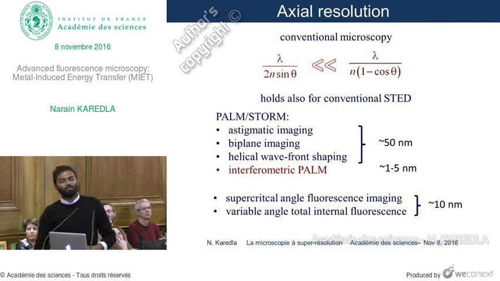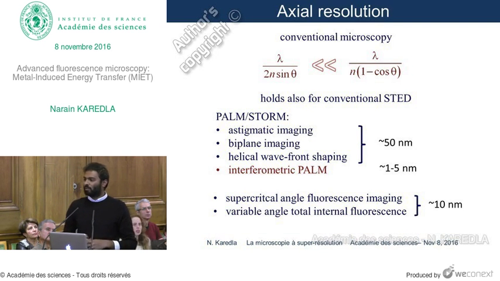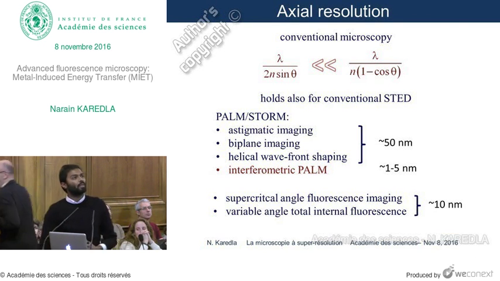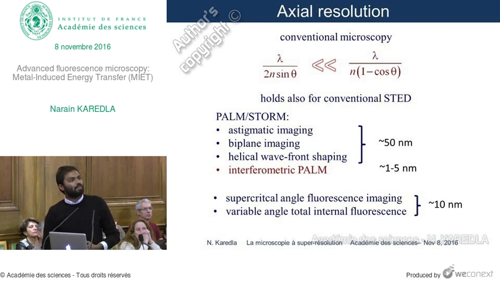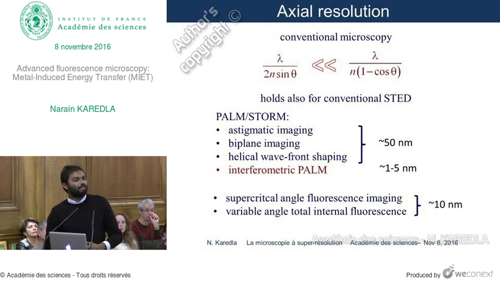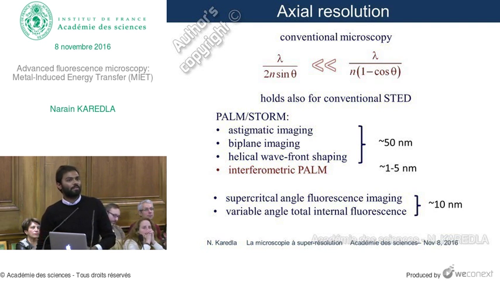A word about axial resolution. For conventional microscopes, it is much worse than your lateral resolution, in the order of half a micron to a micron. It is also true for a STED microscope, which does not improve the resolution in the axial direction. The PALM and STORM methods, when you combine them with astigmatic imaging, biplane imaging, or helical wavefront shaping, you can improve the resolution up to 50 nanometers. There are also some intensity-based methods, such as supercritical angle fluorescence imaging or total internal reflection fluorescence microscopy methods, which can resolve up to 10 nanometers in ideal conditions.